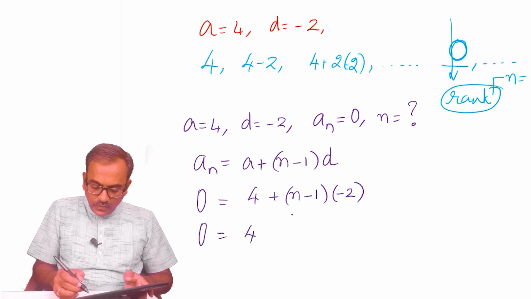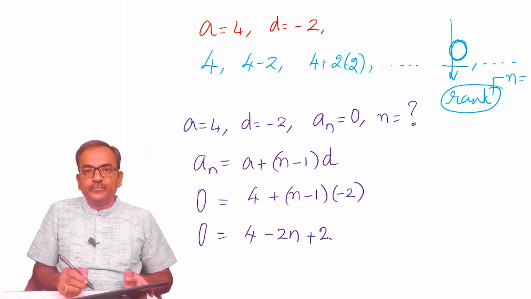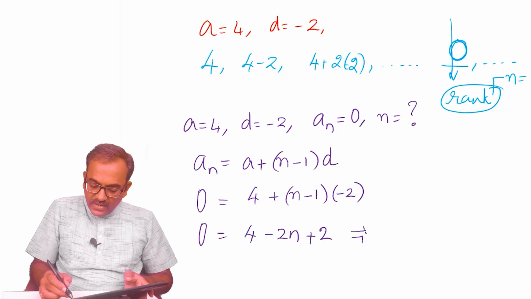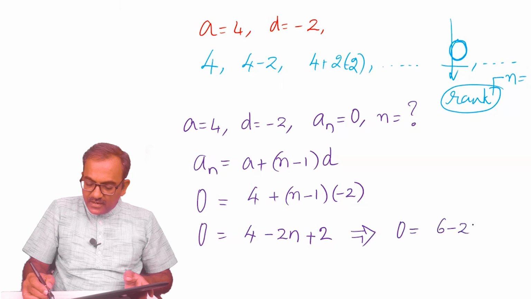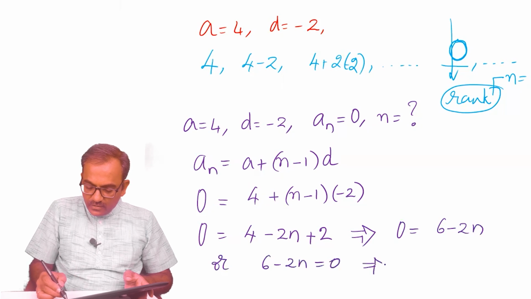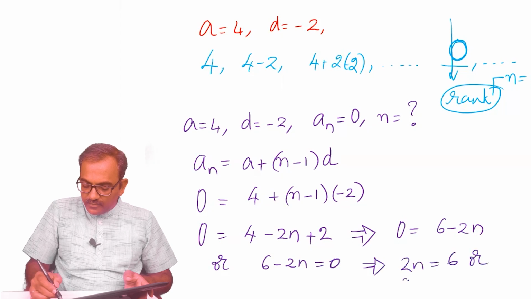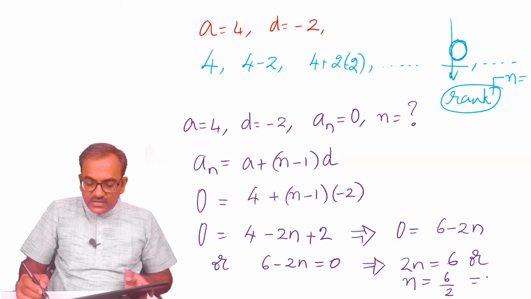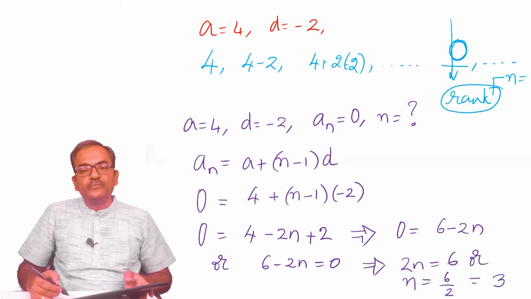0 is equal to 4, minus 2 into n is minus 2n, minus 2 into minus 1 is plus 2. So what do we get here? 0 is equal to 6 minus 2n, or 6 minus 2n is equal to 0, which further implies 2n is equal to 6, or n is equal to 6 by 2, which is equal to 3.